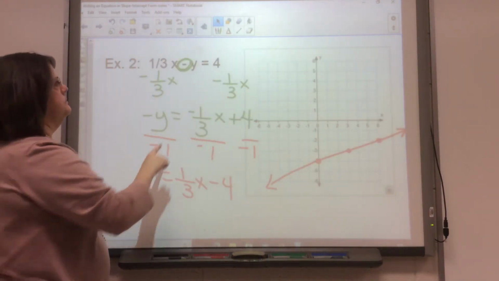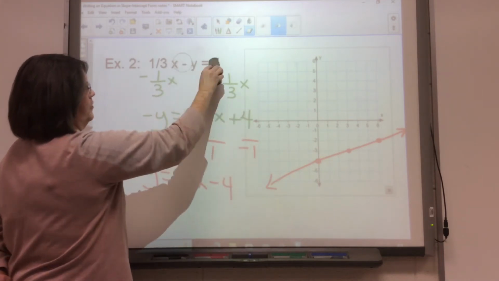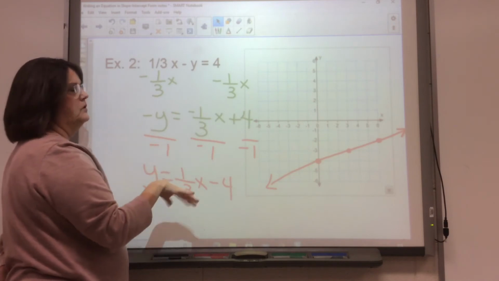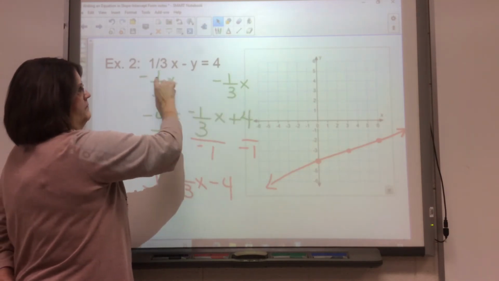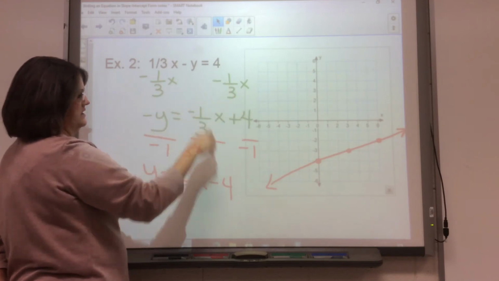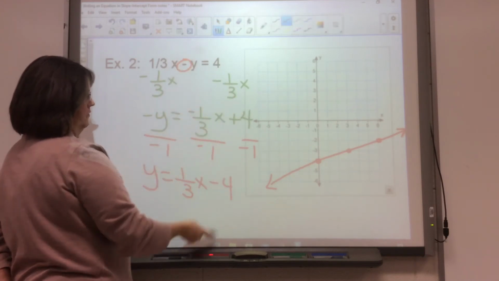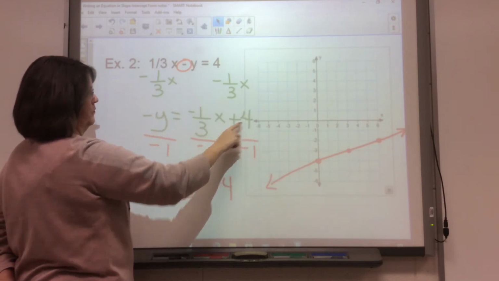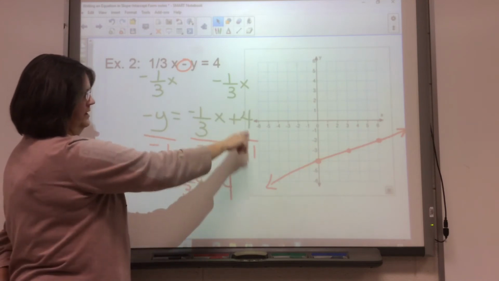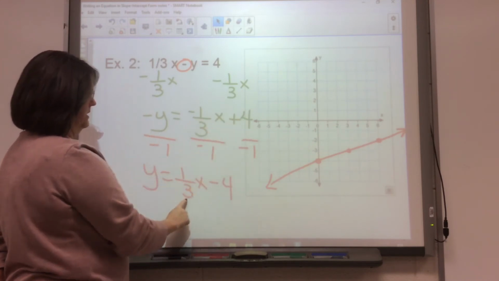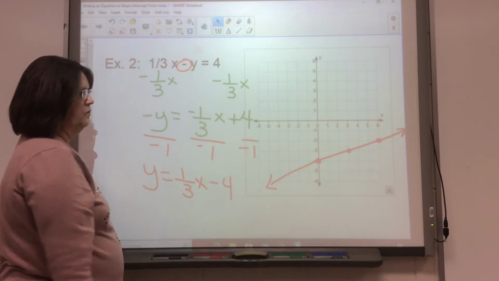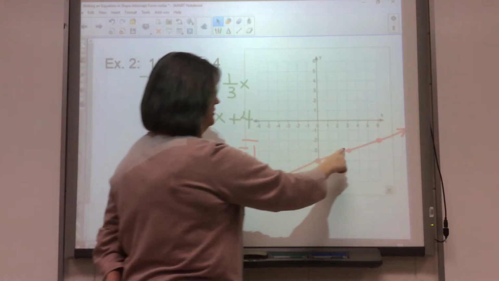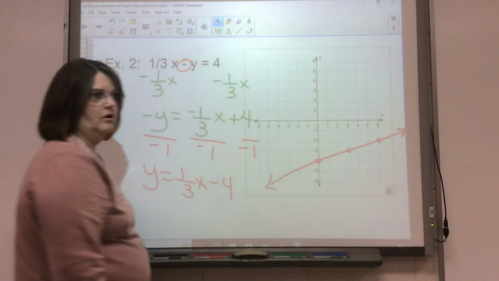Okay, this one we have a negative sign. We started with 1/3 x minus y equals 4. So we're going to move the 1/3 x to the right, and by doing that we'll subtract. Don't forget the negative sign, bring it down. Negative y equals negative 1/3 x plus 4. Now you're going to divide by negative 1. That's just going to change the signs over here. That's going to become positive 1/3 x minus 4. You start at negative 4 on the y-axis and you go up 1, to the right 3, and then draw your line.